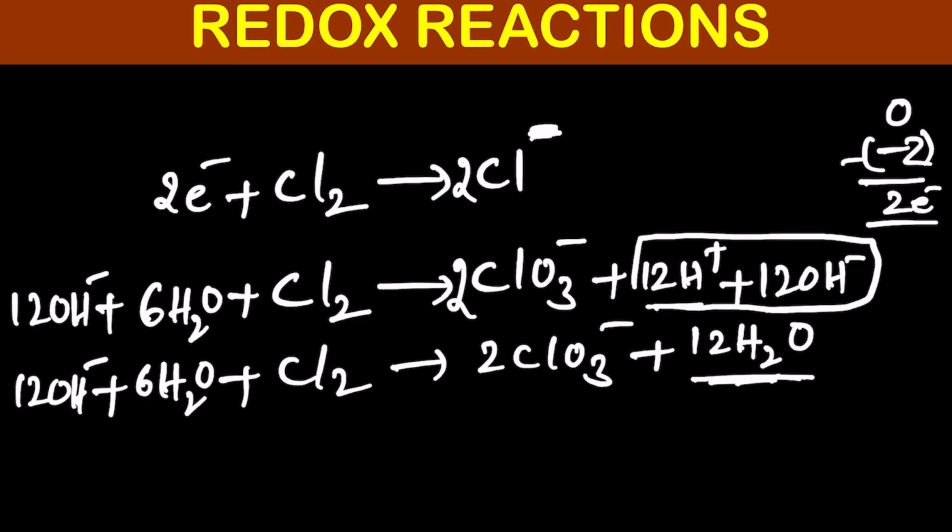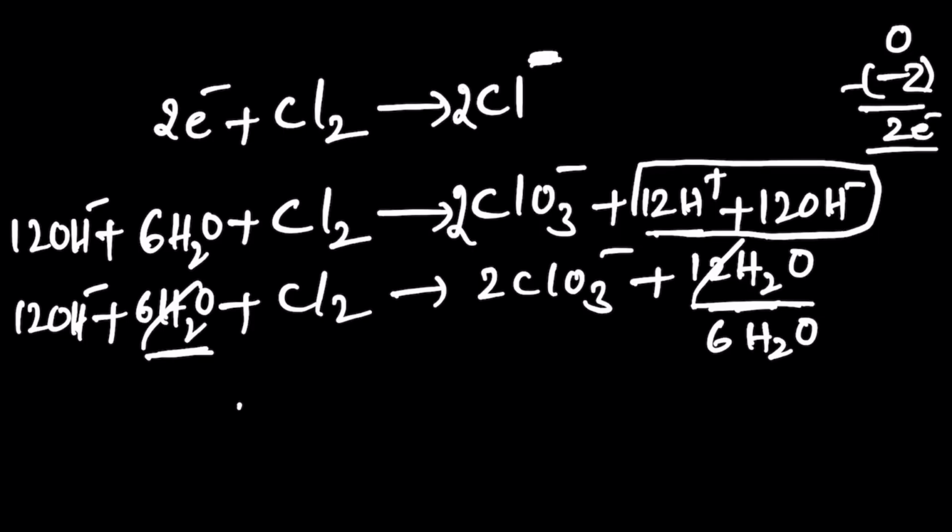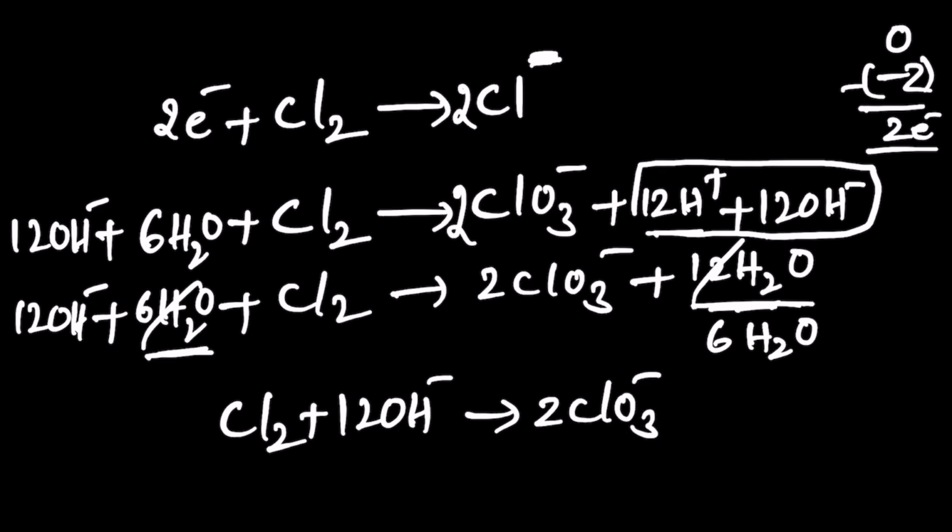Now 12H2O on the product side, 6H2O on the reactant side. So I take over 6 water molecules to the side where there are 12. So 12 minus 6, it becomes 6H2O. Rewrite the entire equation once again: Cl2 plus 12OH minus gives 2ClO3 minus plus 6H2O.